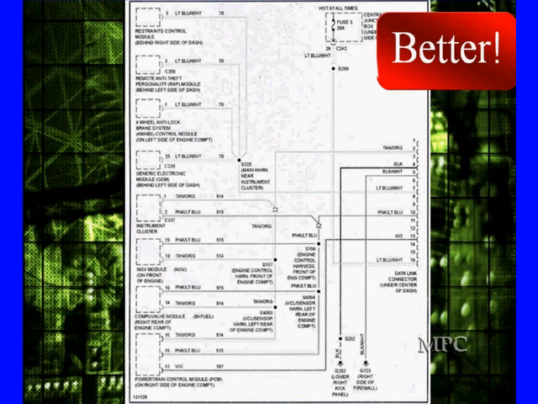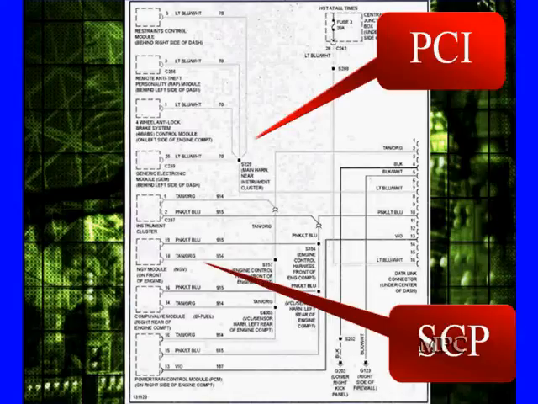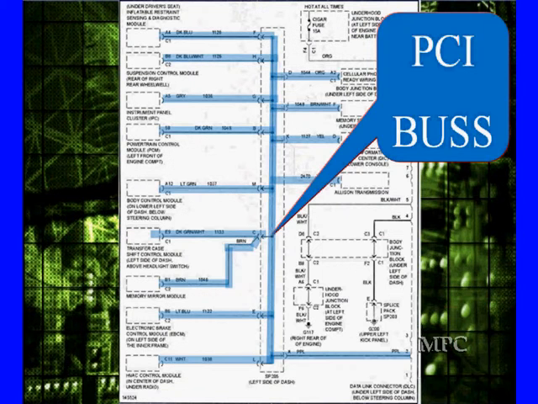This is far better. We are big, big fans of something unique to Mitchell. Mitchell goes to the trouble to make this kind of diagram up for you. It is worth its weight in gold, and you're going to see us using it all through our diagnostic. It shows us where PCI buses are and SCP buses and different things. This is one of the buses we're looking at.